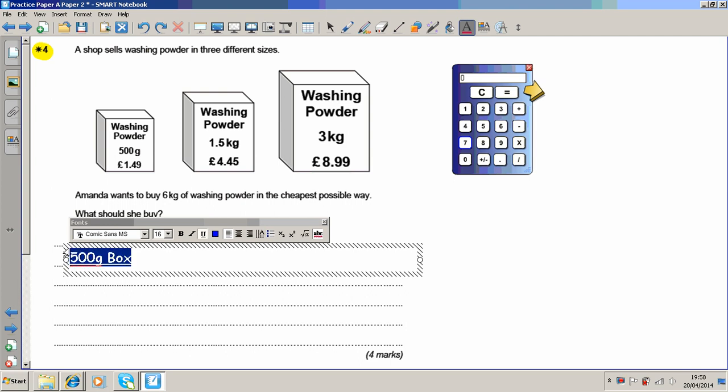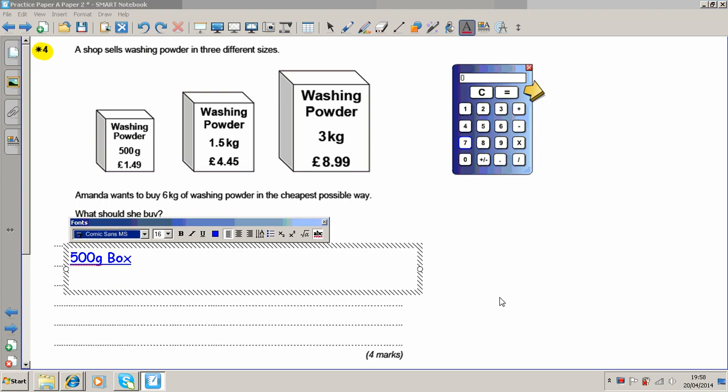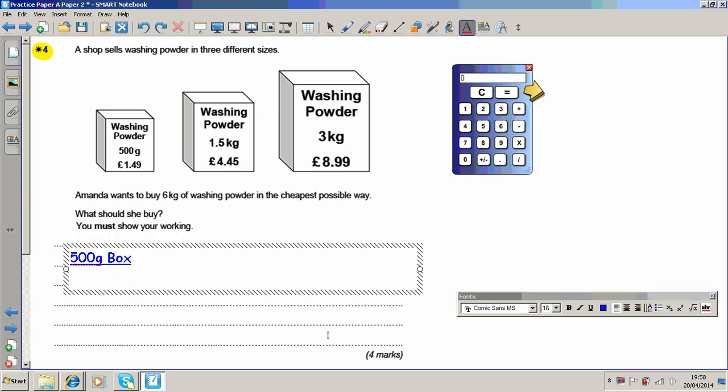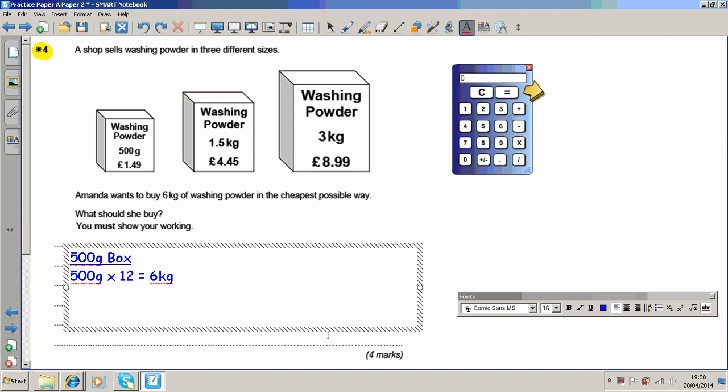Right. So we'll start with the 500 gram box. Well, 500 grams times 12 equals 6 kilograms. That's 6,000 grams. So how much will that be?